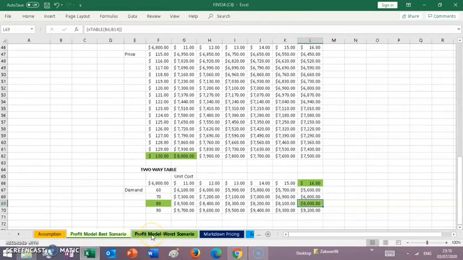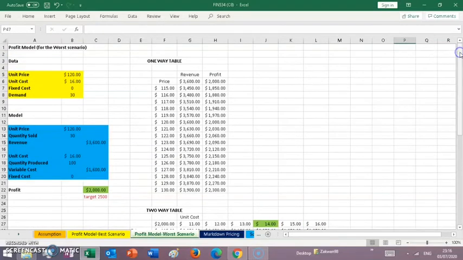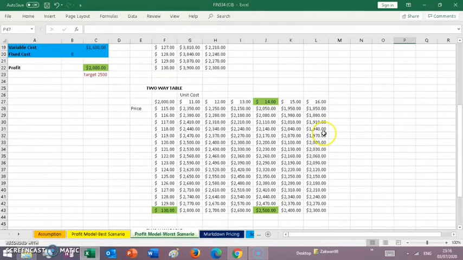So next I go to the profit model for worst scenario. Okay, the target is same. The target is 2,500. Sorry. This is for worst scenario. I make the same test, which is first one way table. I don't achieve the target. This I test only price only. Next I made test for two-way table, which is unit cost and price.